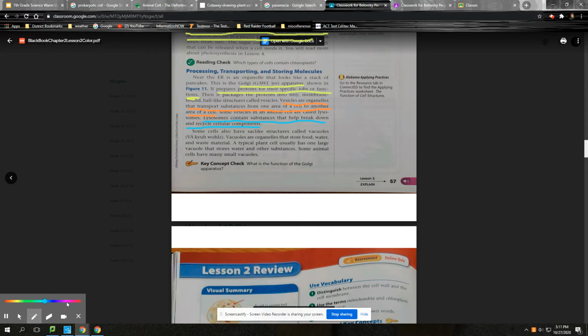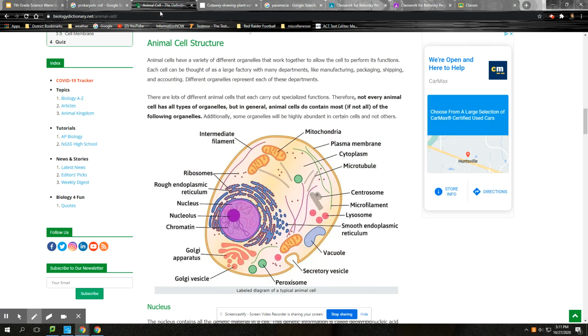Now, also located inside the cell is something that is called a vacuole. Vacuoles are organelles that store food, water, and waste material. Okay, hit pause and type that in. So vacuoles are basically storage areas inside of a cell, and food, water, and wastes can be put there.